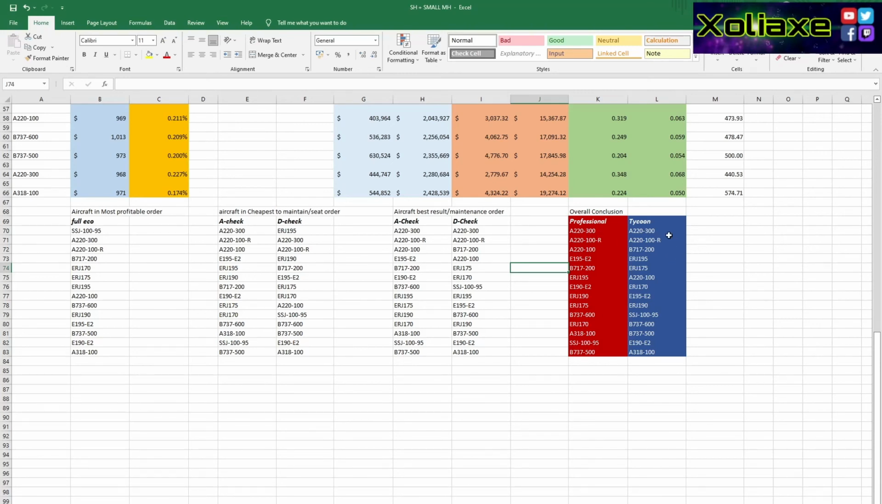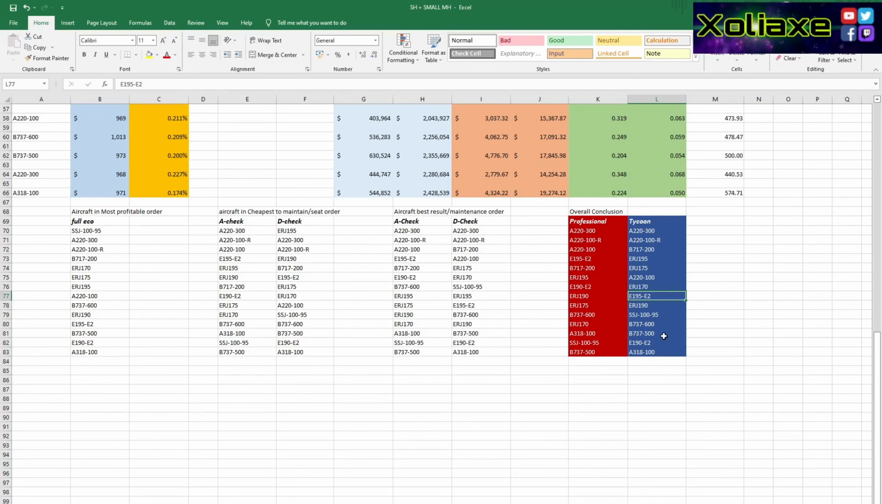Tycoon mode then, again, the A220s are up there. And the 717-200 is also up there as well. But then the older ERJs are there, the 195, the 175. The standard A220-100 slots in 6th place. And then as we go down, the 170. And then we get to the E2s, second from bottom and maybe halfway.